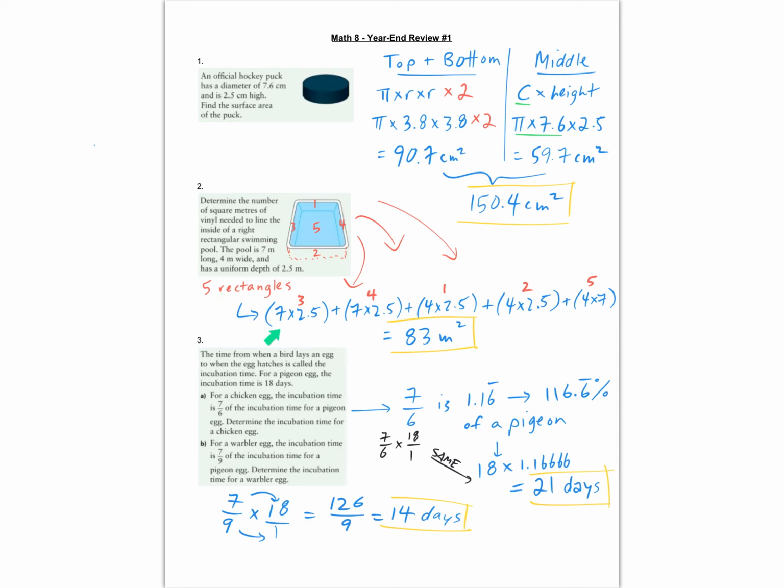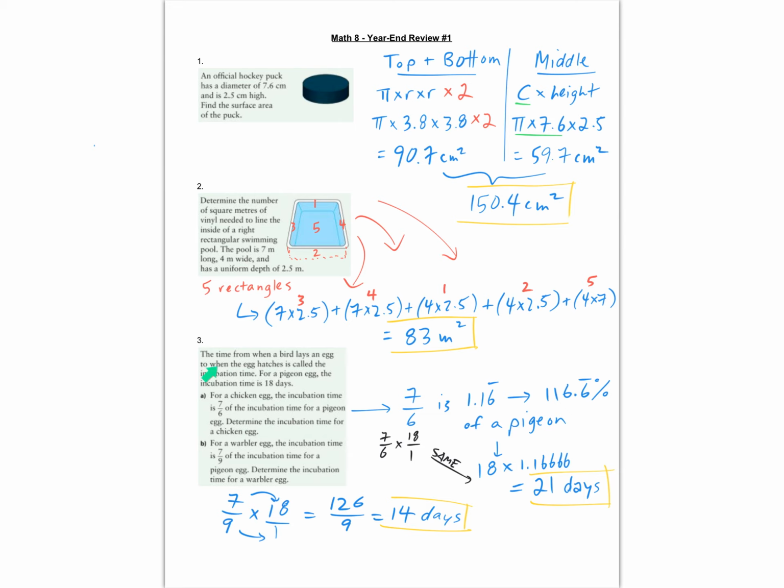So basically it's 5 rectangles. To find the area of a rectangle, it's length times width, or the horizontal by the vertical. So 2, 3, and 4 are both 7 times 2.5. 7 is the length, and 2.5 is the depth. There's 2 of them. Then we have 2 that have the same depth and the other dimension of the pool, which is only 4 meters. And the 5th one is the bottom, and the bottom is 4 times 7. So we just multiply all these together, add them up, and you get 83 meters squared.